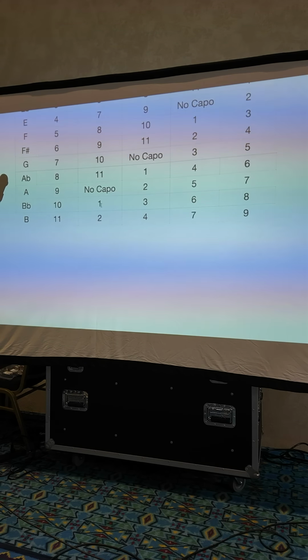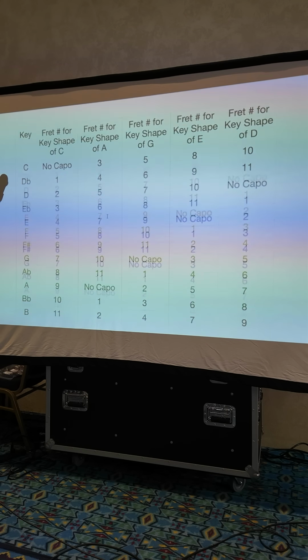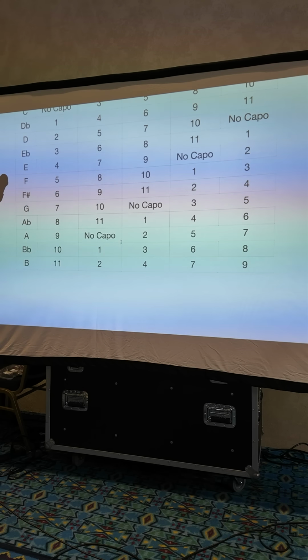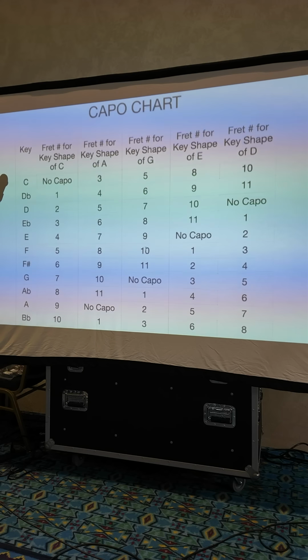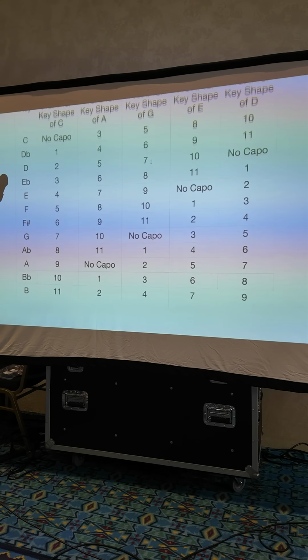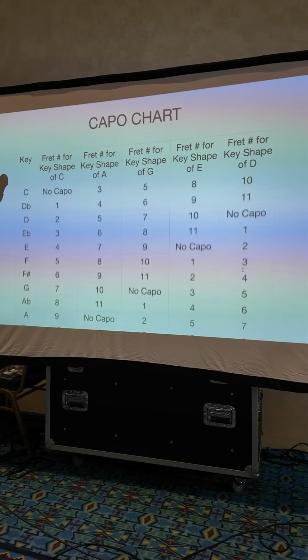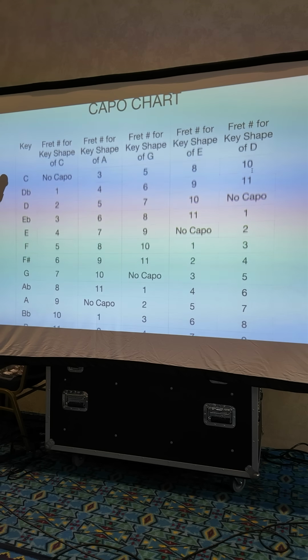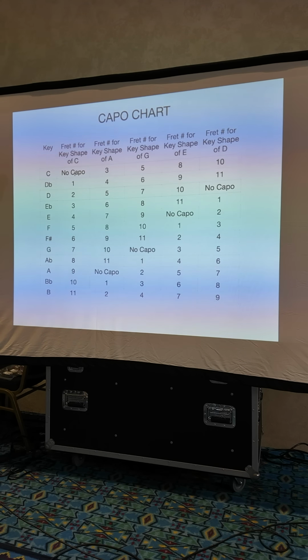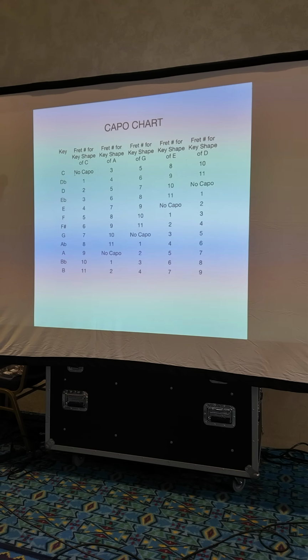I can do capo 1, play it as if it's in the key shape of A, as if it's in A. Capo 3, play it in the key shape of G as if it's in G. Capo 6, play it in the key shape of E as if it's in E. Capo 8, play it in the key shape of D as if it's in D. Now you will find for the key of C, A, G, E, and D, you will have one option that is no capo, okay? So very beneficial, a lot better than you having to do all this stuff, right?